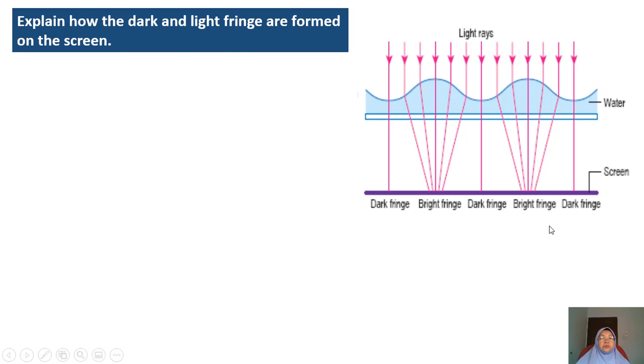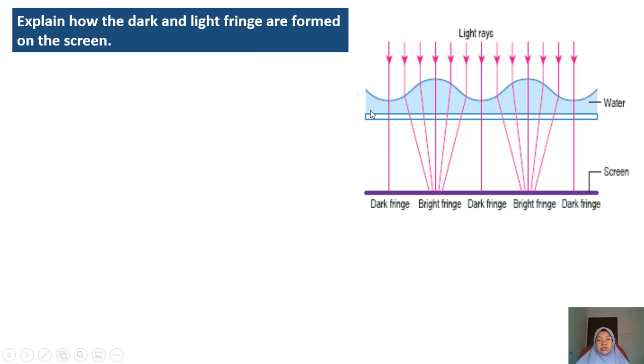Now we are going to learn about the ripple tank. A ripple tank is used to observe the propagation of the water wave. First, we have to know how to explain how the dark and bright fringes are formed on the screen.